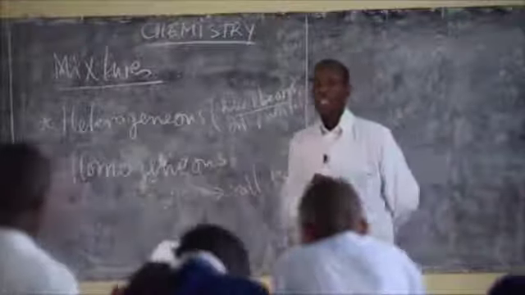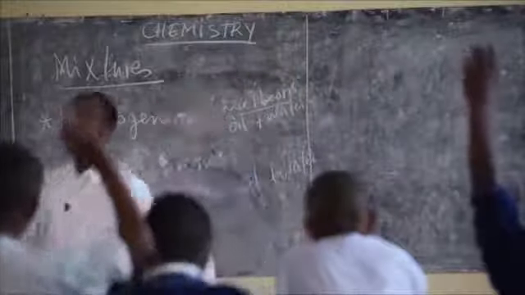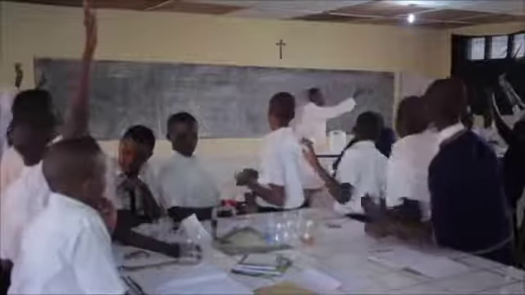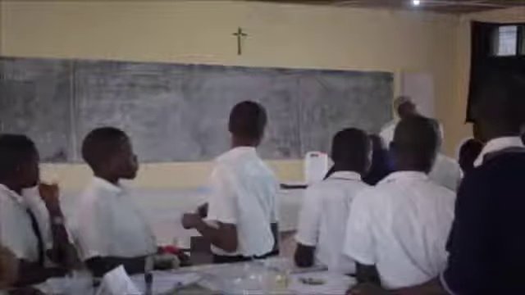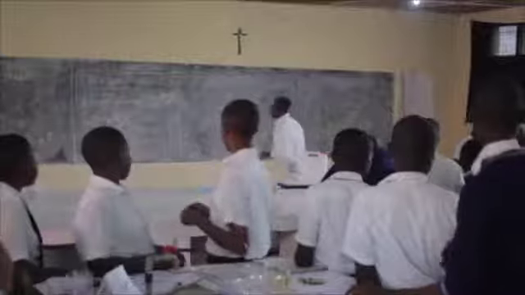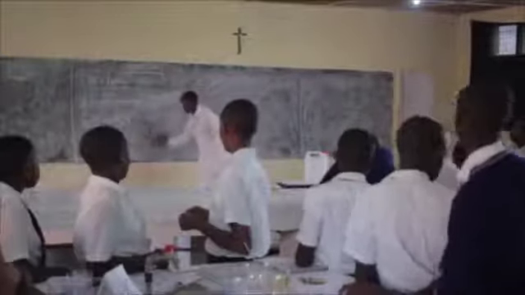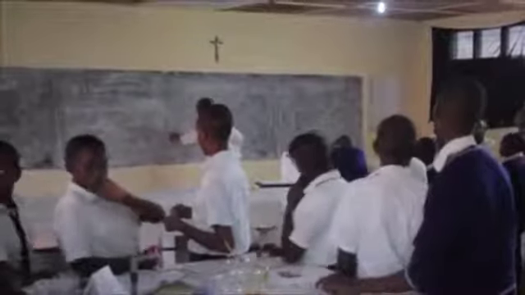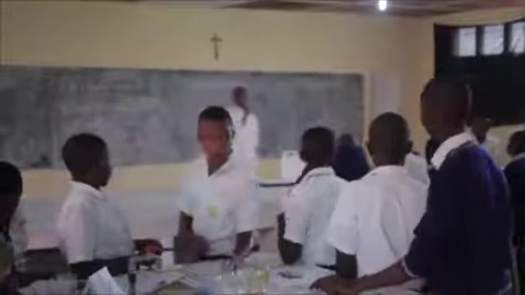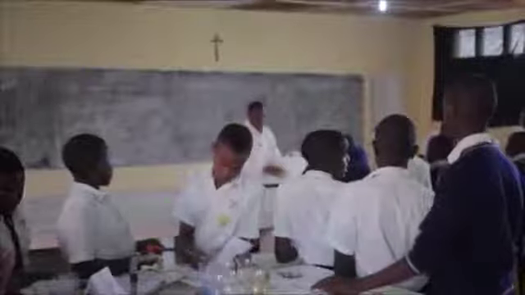The last one. The last one as homogeneous is what? Ethanol and water is the second homogeneous mixture.